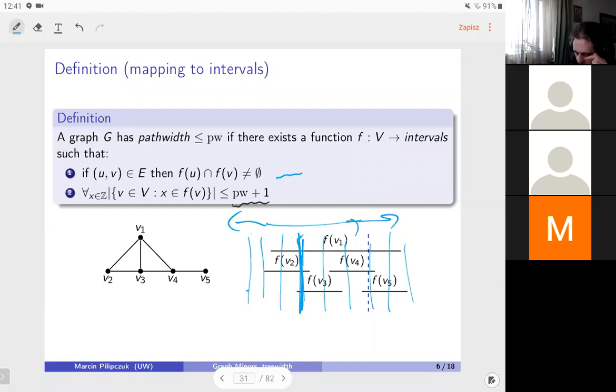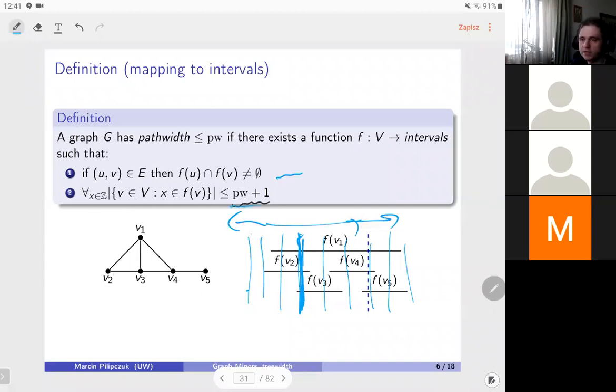Okay, so the vertices that a vertical line intersects are the ones that separate the vertices corresponding to intervals on the left from the ones that have intervals on the right. So now in this interval model, going from left to right, this vertical sweep line is actually like sweeping the graph with small separators. And the size of the separator is path width.